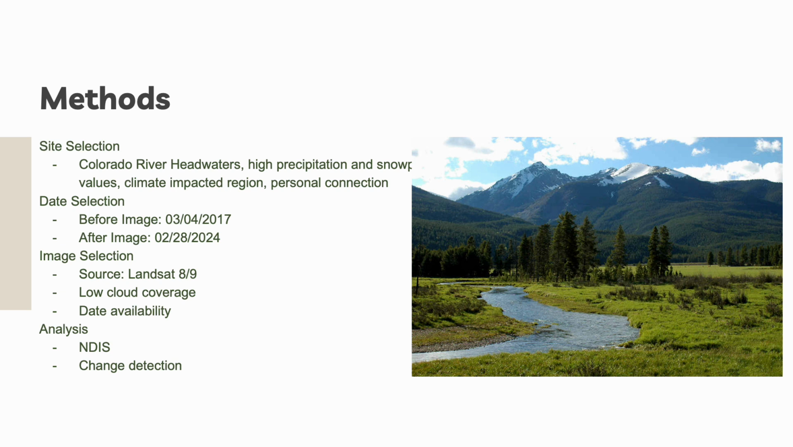So now jumping into my methods, I began with site selection, which I just touched on. From there, I decided to pick more recent dates to understand current conditions of snowpack. So my first image will show March 4th, 2017, and my second image will show February 28th, 2024. And then I went into image selection. I found that data availability really dictated the specific dates that I was able to use, just in terms of cloud cover and image quality. But I was able to use Landsat 8 and 9 imagery to conduct my analysis. And then once I found suitable images, I went into my analysis, which I will go into further in a few slides.